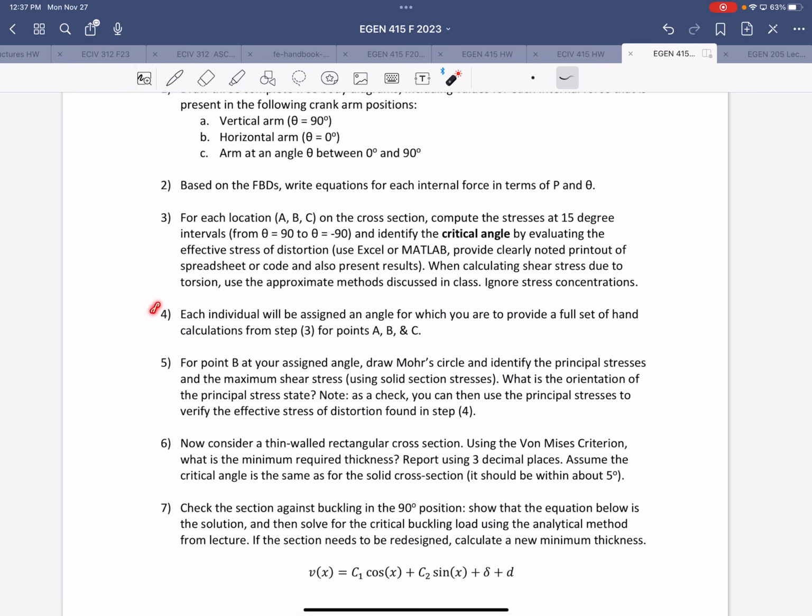All right, so then here I say each individual is assigned an angle for which you are to provide a full set of hand calculations for step 3 for points A, B, and C. Those angle assignments are on the last page of the document.